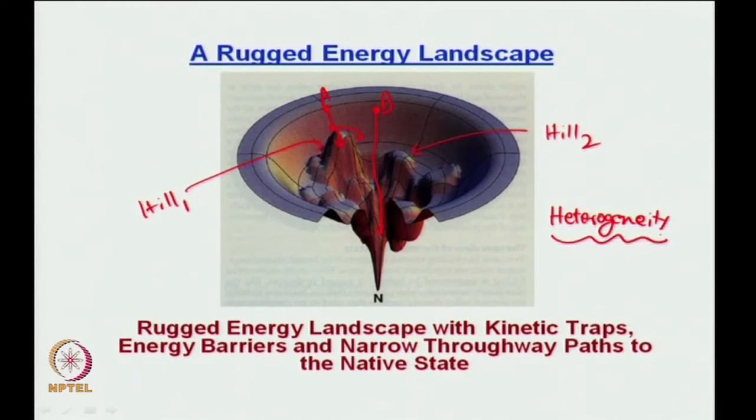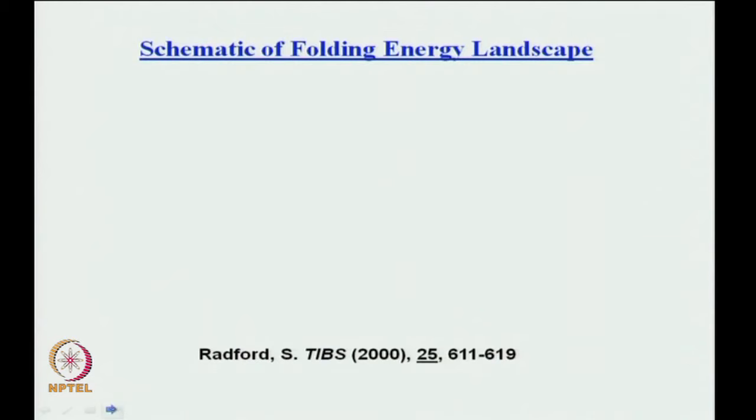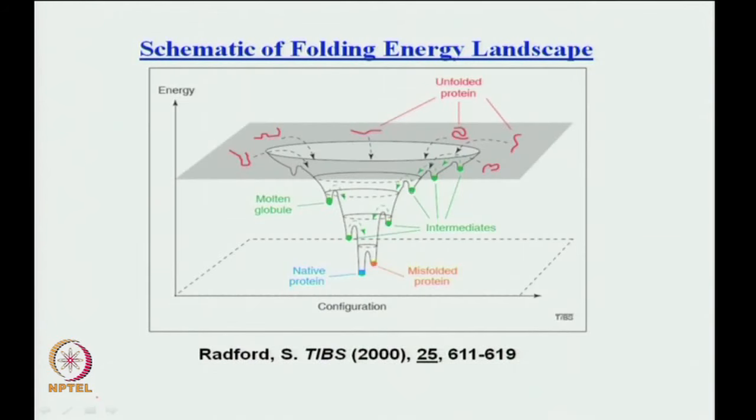There is another important concept that comes out of this funnel landscape. That is why it is called a rugged energy landscape with kinetic traps, energy barriers, hills, and narrow through-way paths, the one which is followed by B to the native state. It is not just one path, it has multiple paths. So, this is a schematic now. Finally, this one would give you a lot of information.